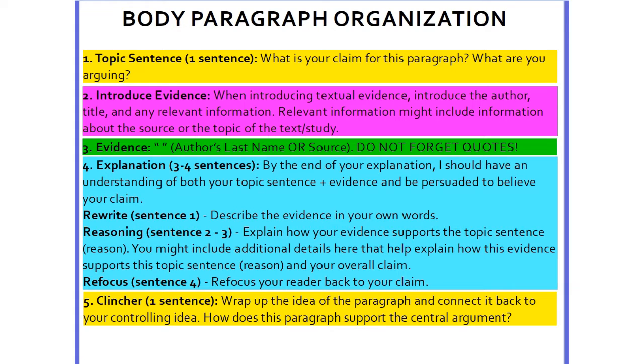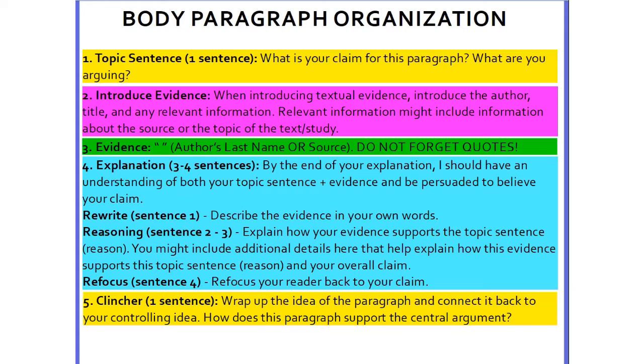You're going to explain how your evidence supports the topic sentence or your reason. You might include additional details here that help explain how this evidence supports this topic sentence and your overall claim. And then your 4th sentence is going to refocus the reader. You're going to refocus your reader back to your claim, back to that topic sentence that you wrote before.